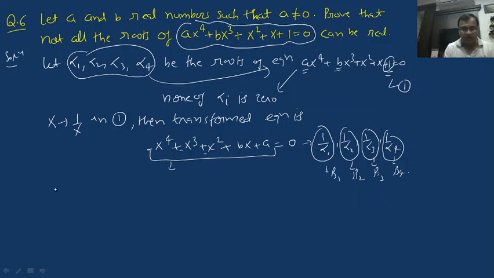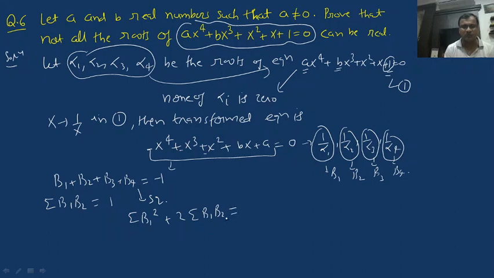So I am going to use the sum of roots, beta 1 plus beta 2 plus beta 3 plus beta 4. The sum of these four roots is clearly minus 1. And the sum of products of roots taken 2 at a time, sigma beta 1 beta 2, equals 1. So I am going to square this result. What we get: sigma of beta 1 square plus 2 times sigma beta 1 beta 2. This sum becomes plus 1.